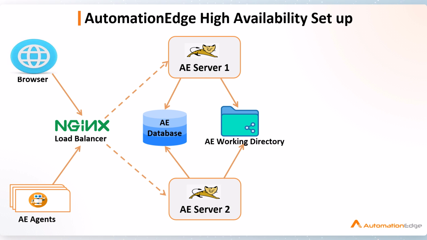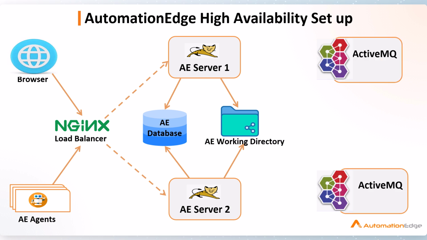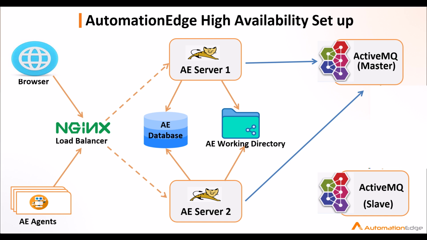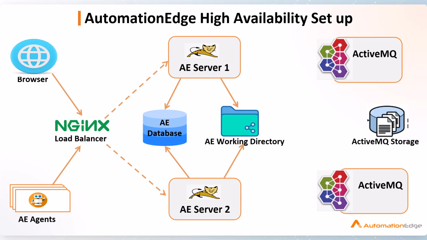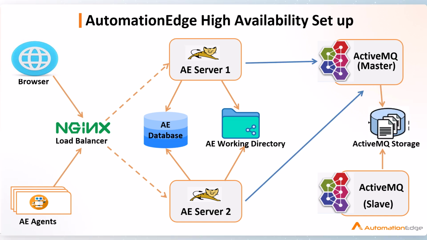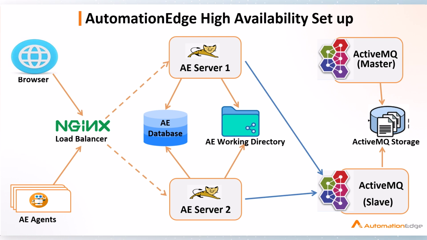Third, ActiveMQ HA. Automation Edge uses ActiveMQ to manage messages between components. In HA mode, we have two ActiveMQ brokers. One ActiveMQ broker is the master and the other is the slave. Both ActiveMQ brokers use shared storage. If the master fails, the slave takes over automatically. Let's see how these three fit together.